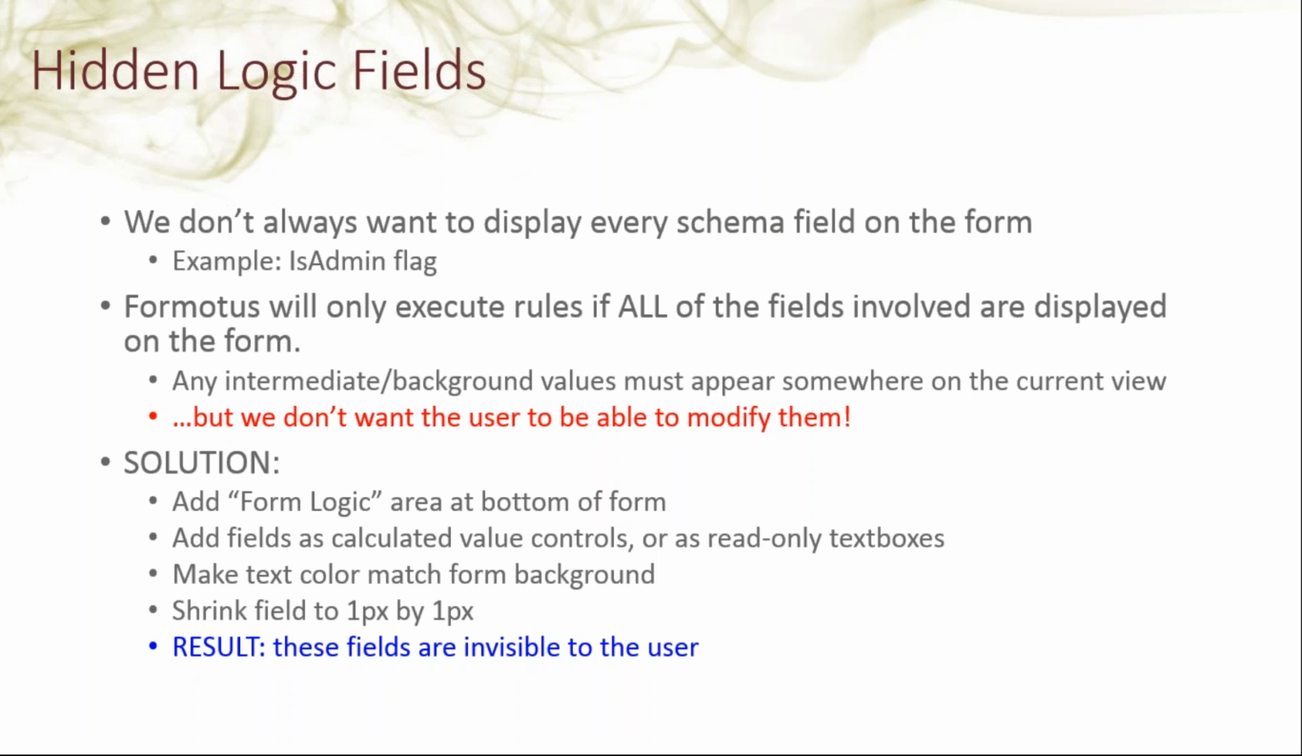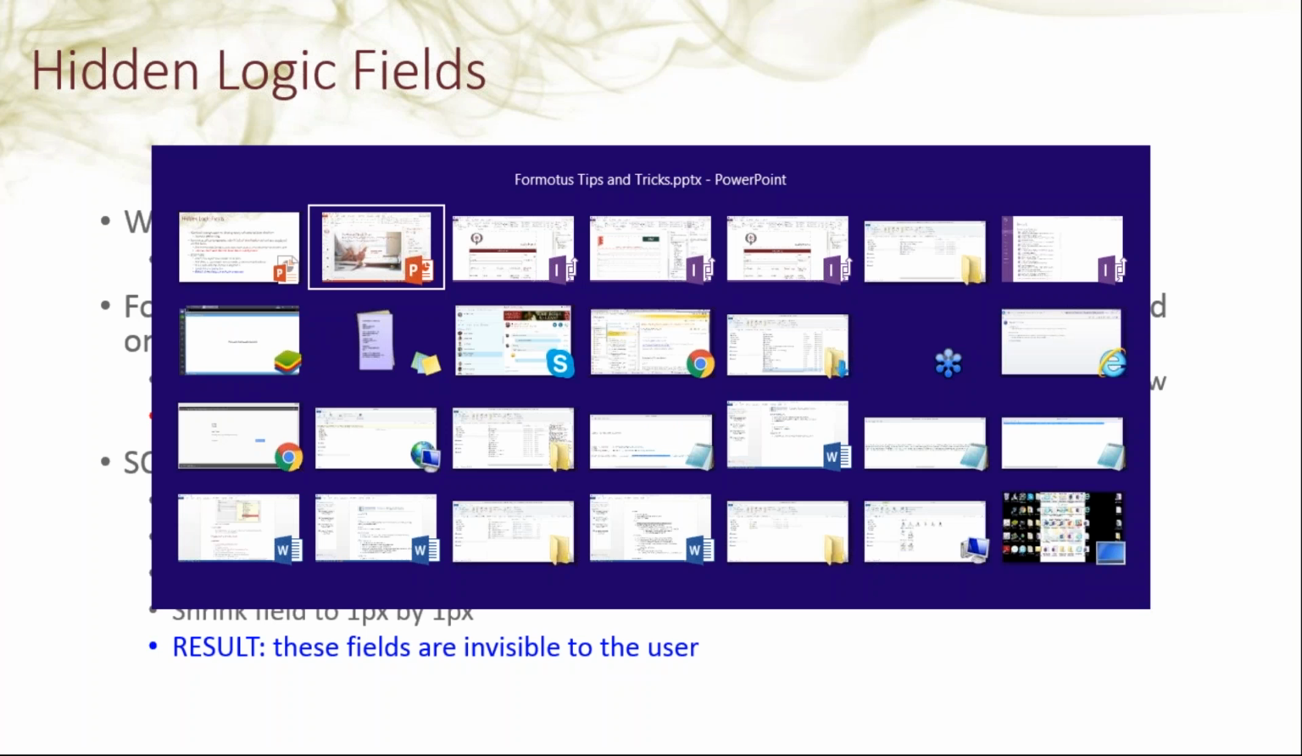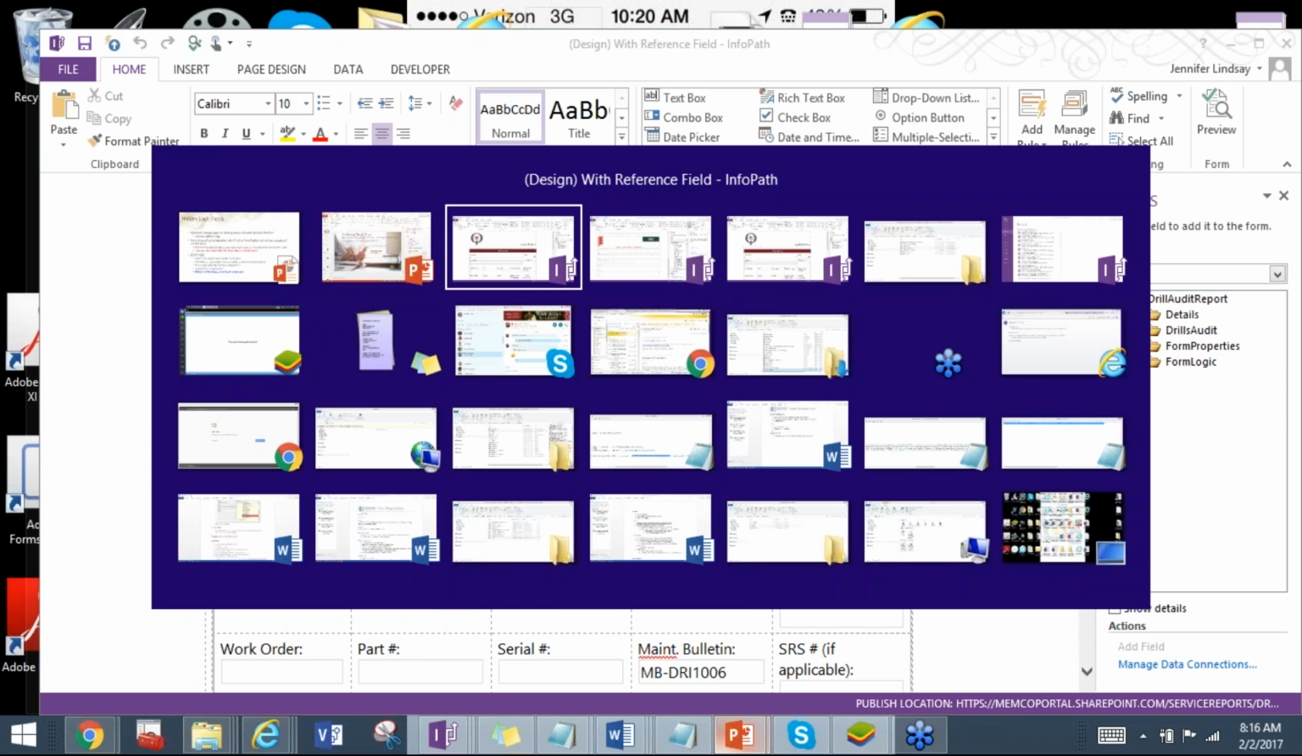If you have dozens of these, you're building a very complicated form. You don't want a huge amount of white space at the bottom for all those fields, so you can shrink them down if you want to. The result is that these fields are completely invisible to the user, but they are on the form, and therefore Formotus will actually execute rules involving those fields. So let me give you a quick demo.